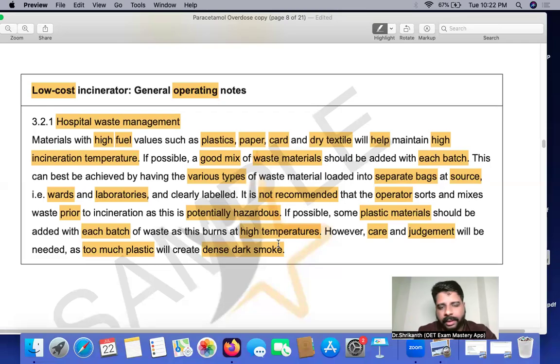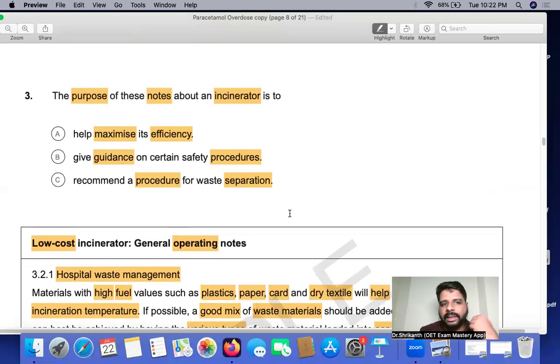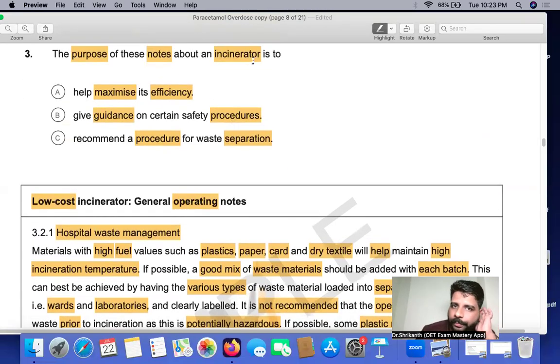Here you have to read and you have to reflect. Now, what is the reason? What is the reason for writing these notes? So now let's come to the answer options over here, right? So we have three answer options. So we have done the verb analysis before.